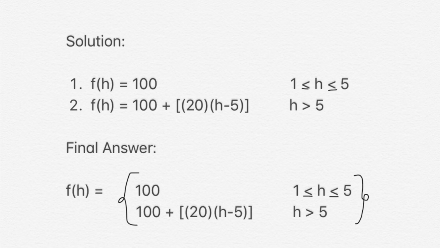For the solution, number 1, the function of h is equal to 100 pesos when 1 is less than or equal to h, less than or equal to 5 class hours. For number 2, function of h is equal to 100 pesos plus the product of 20 times h minus 5, only if h is more than 5 class hours.